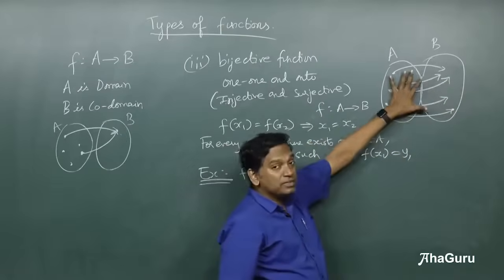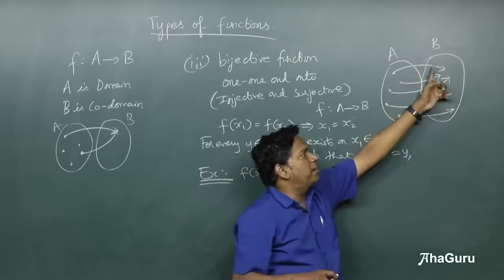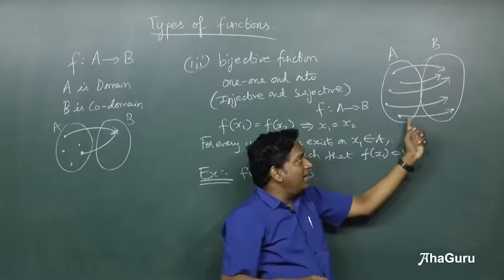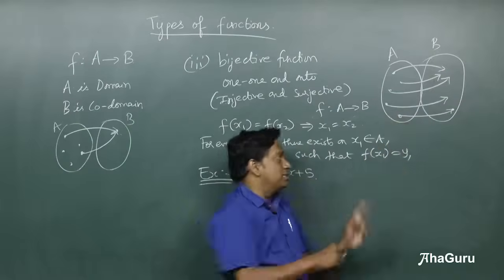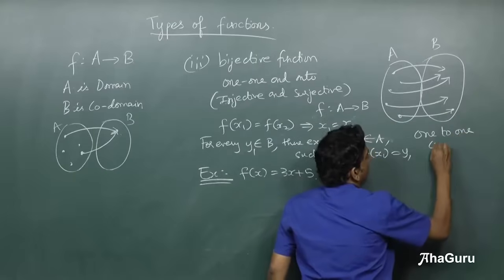That means a bijective function will be very neat. There won't be any crisscrossing. Every element will get mapped to exactly one thing, and what we call this is a one-to-one correspondence.